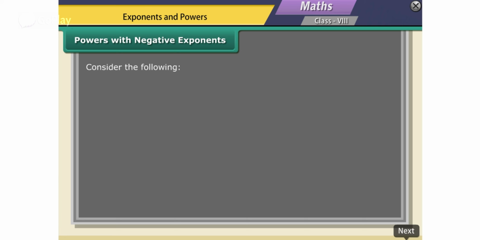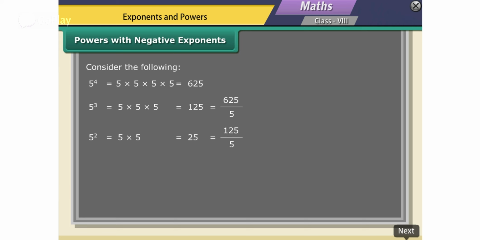Consider the following. 5^4 = 5 × 5 × 5 × 5 = 625. 5^3 = 5 × 5 × 5 = 125, which is equal to 625 upon 5. 5^2 = 5 × 5 = 25, which is equal to 125 upon 5. 5^1 = 5, which equals 25 upon 5. 5^0 = 1, which equals 5 upon 5. The previous number is divided by the base 5.